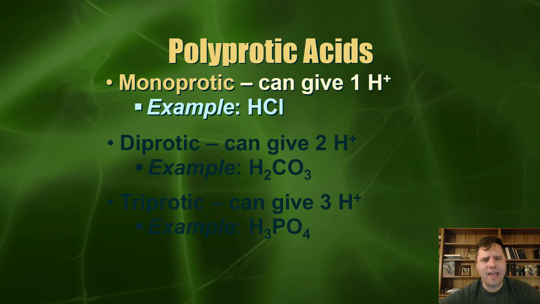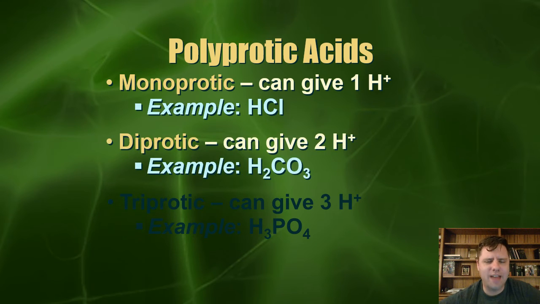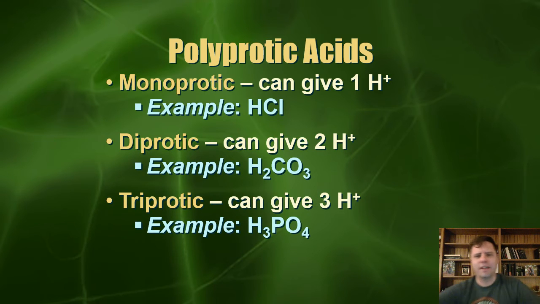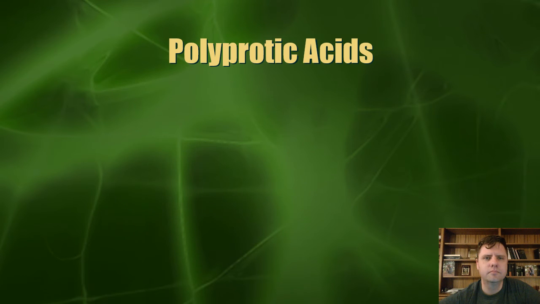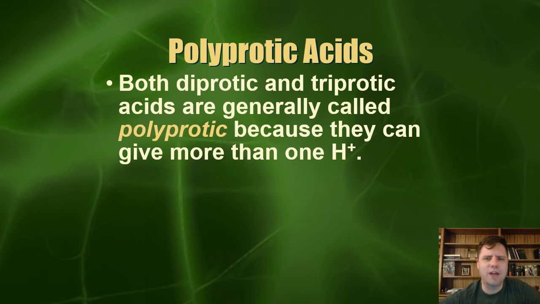Now, a monoprotic acid is something that can give one hydrogen ion. A good example of this is HCl, hydrochloric acid. A diprotic acid is one that can give two hydrogen ions, like carbonic acid. A triprotic acid is something that can give three hydrogen ions, like phosphoric acid, H3PO4. Both diprotic and triprotic acids are generally called polyprotic because they can give more than one hydrogen ion.